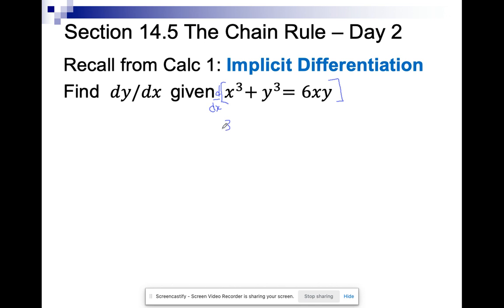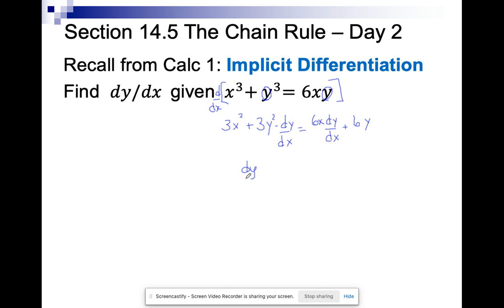right? And you would say, all right, well, that's 3x squared plus, and then you assume that y is a function in terms of x. So you would say 3 times that x stuff squared times the derivative of that x stuff with respect to x. And then you'd use the product rule over here. The first function times the derivative of that x stuff plus y times the derivative of 6x.